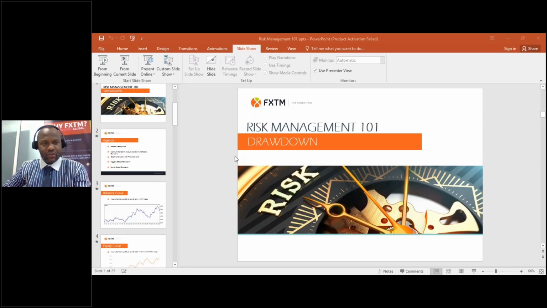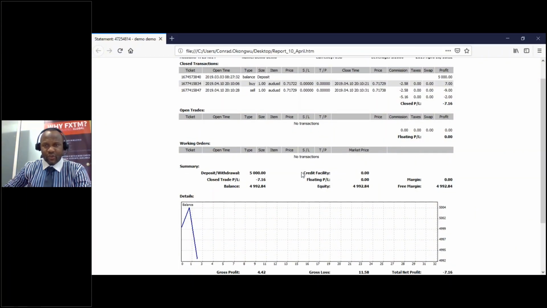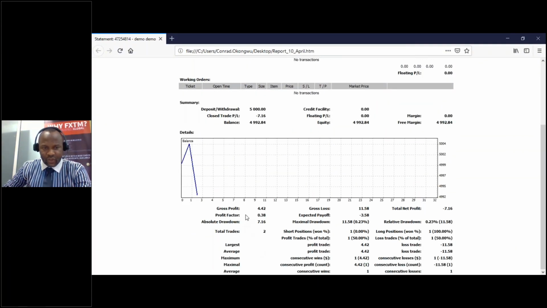All right, let me show you now. Let me show you before we go forward. So this is the statement. Just scroll down. You'll see absolute drawdown, maximal drawdown, relative drawdown. You can see all that, right? So maximal drawdown is what I'm talking about.